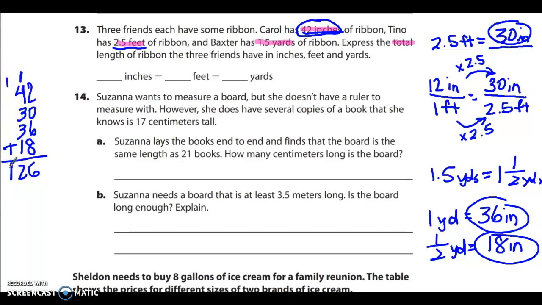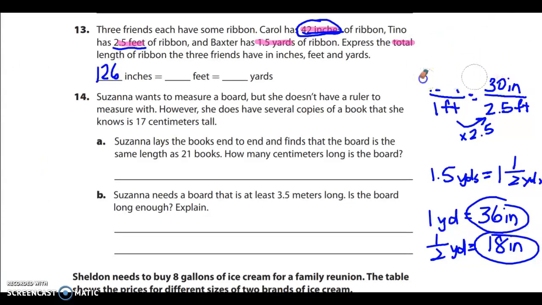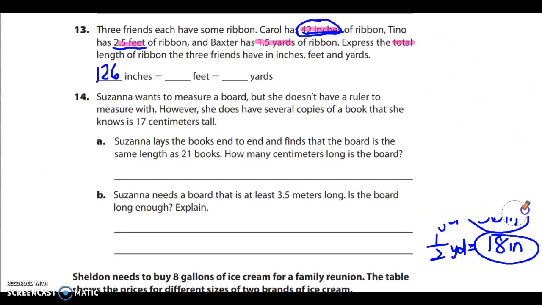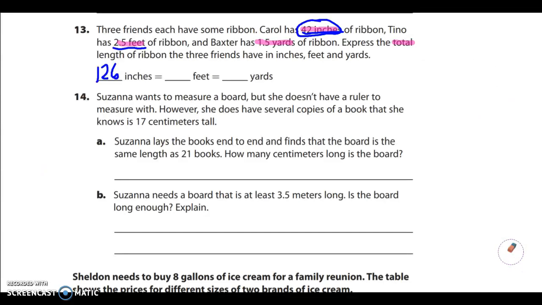So I've got 126 inches, and that is correct for how many inches they have. Now, we need to convert that into feet, and we can do that by dividing. We're going to divide by 12, and here's why. If you set up a proportion, this would explain it right here.